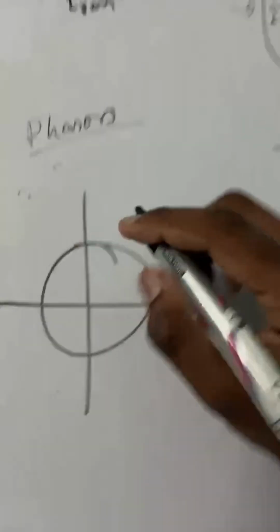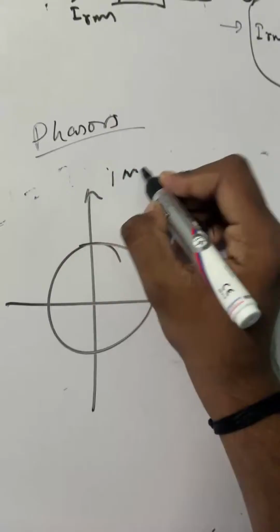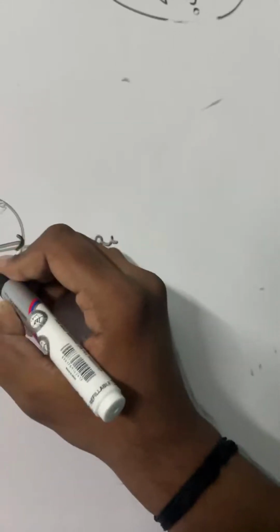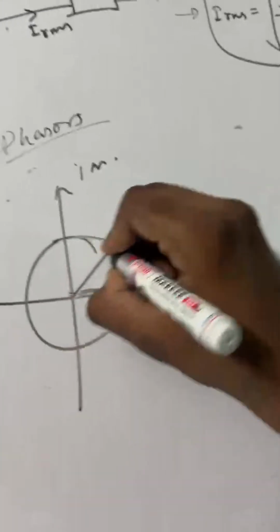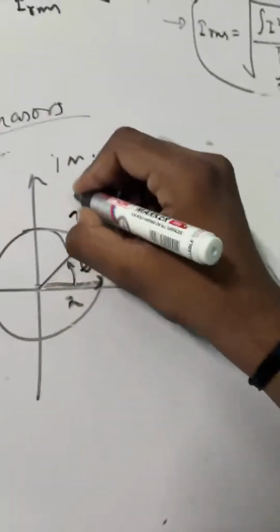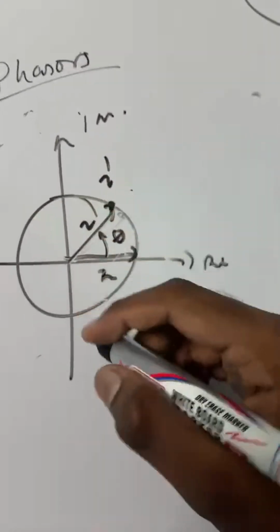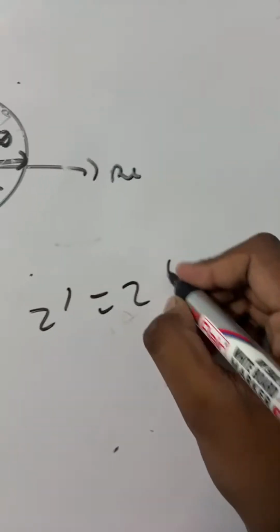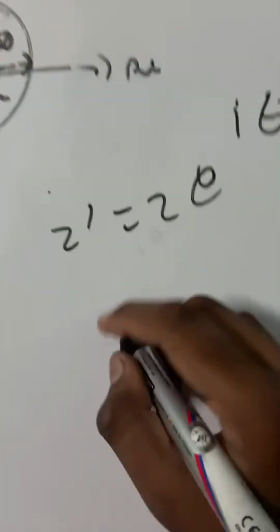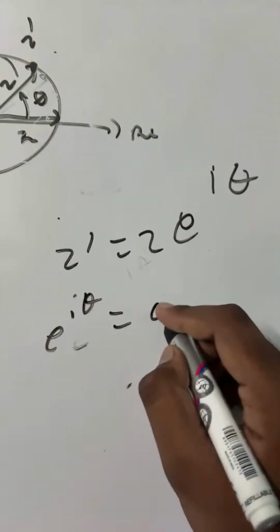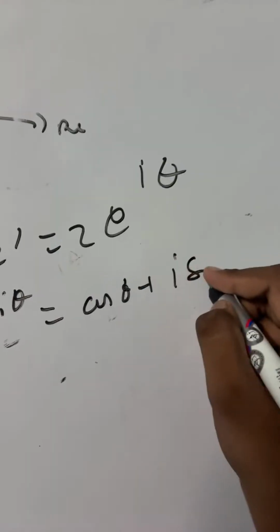This is the Argand plane, this is the imaginary axis, this is the real axis, and consider a vector z. When it is rotated by an angle theta, we can represent z dash, length is z, as z dash equals z e to the power i theta, and we know e to the power i theta is cos theta plus i sin theta.